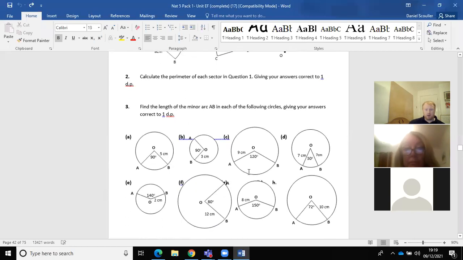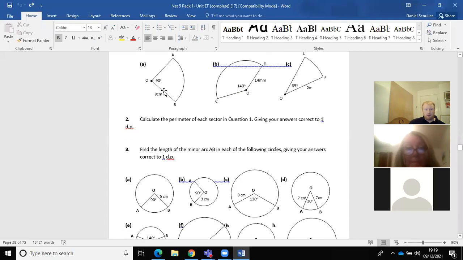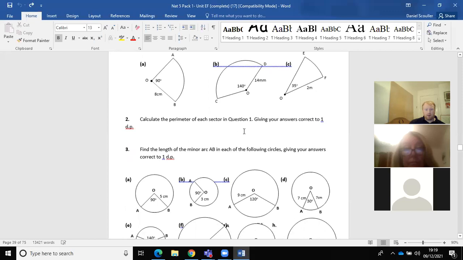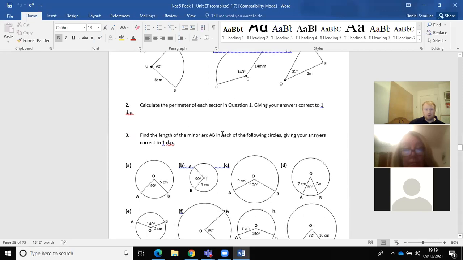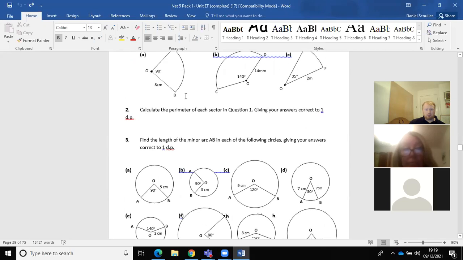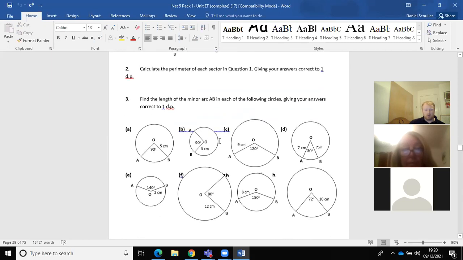Okay, page 39. So this is the booklet in the middle, the Unit 1 booklet that we've been working with. Nothing too bad there. One decimal point. I'm guessing question 2, calculate the perimeter of each. Oh yeah, sorry, it says that. Calculate the perimeter of each section, question 1, so that's fine.